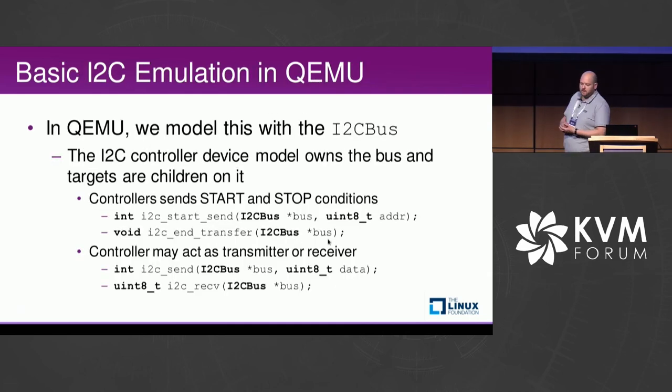I2C in QEMU is emulated with the I2C bus, a QBus. And you have an I2C controller. There are various different I2C controllers that implement this that will own this I2C bus. Then the targets that you have, sensors, the NVMe-MI device, stuff like that, are children on this bus.